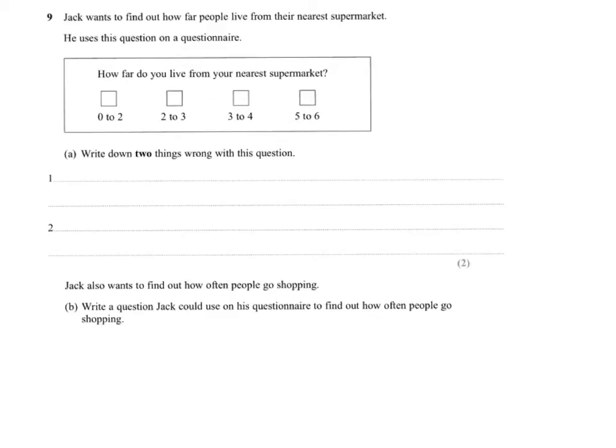And what if you lived more than, say, 6 miles? Where do you put your answer? So the 2 that I'll put in then are overlapping response boxes and no box for distances over 6.